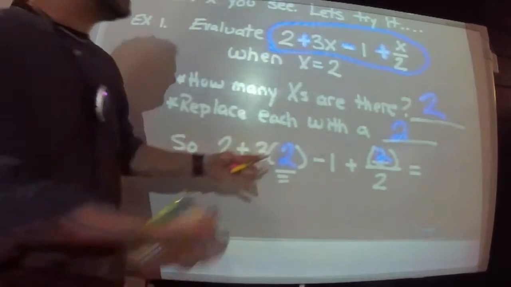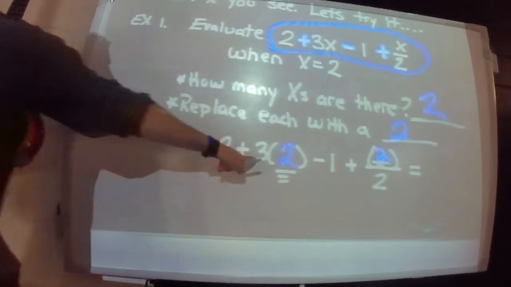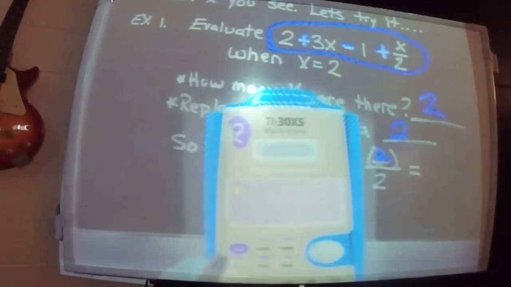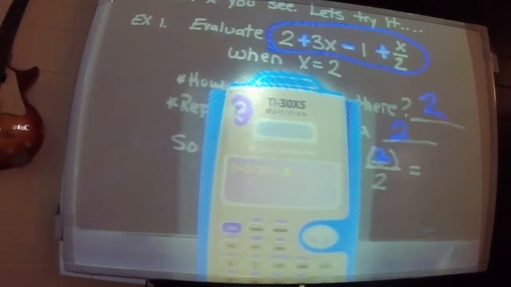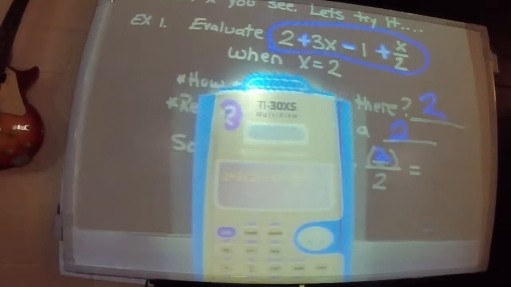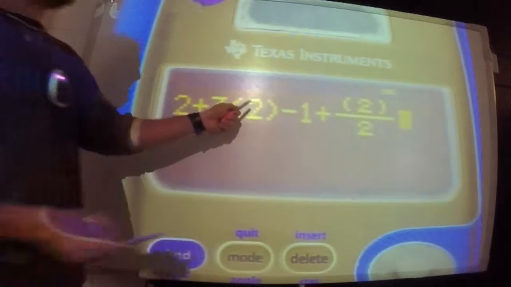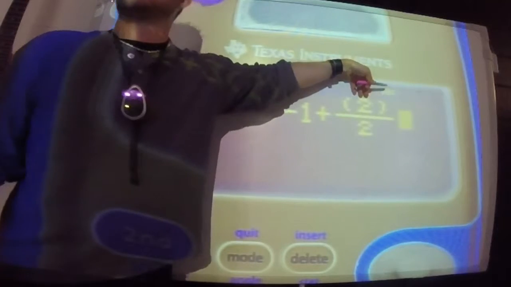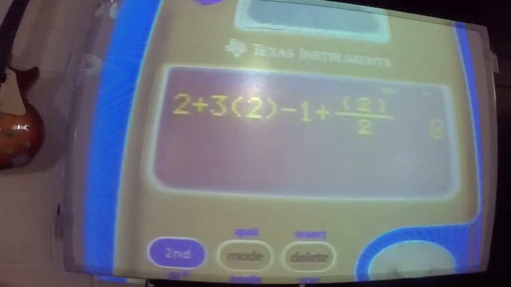Notice how I put the parentheses where those x's used to be. That way it's kind of the assumed multiply when you put it in like that. So put it in your calculator as 2 plus 3 times 2 minus 1 plus 2 over 2. So wherever the x's used to be, I've surrounded in parentheses a 2. It's not necessary up here, but I just kind of do it, at least early on in algebra, as a good habit. And it's 8.